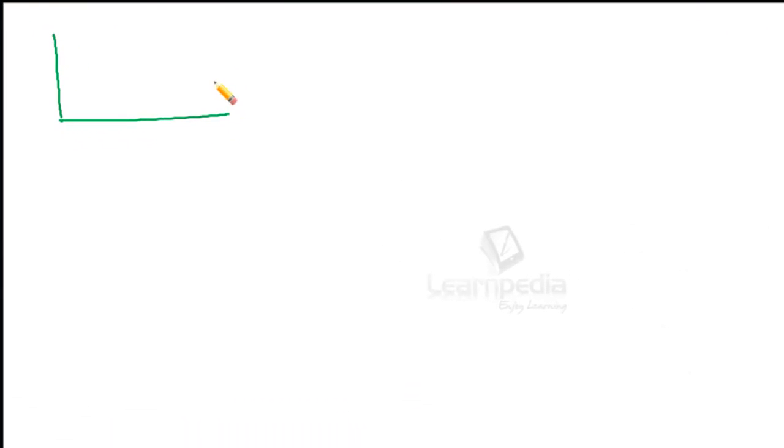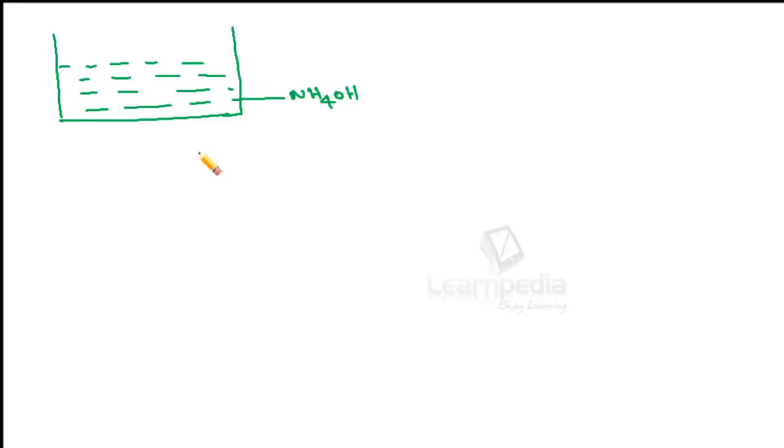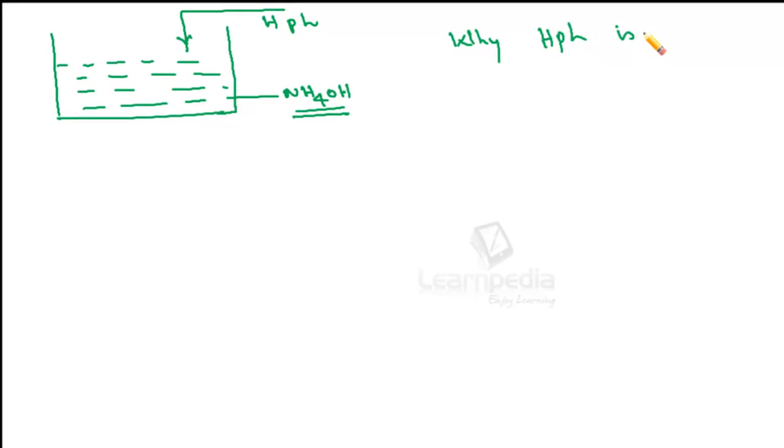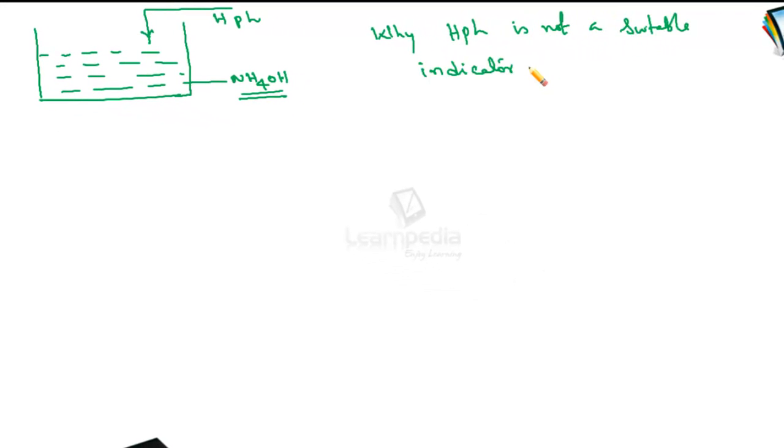Let us now take a certain amount of ammonium hydroxide as the weak base. To this weak base, let a drop of phenolphthalein be added. Now, since the solution contains ammonium hydroxide, expected to be a base, the moment the drop of phenolphthalein is added, the solution should turn pink. But we don't find the change in the color to pink. Why? That is, why is phenolphthalein, HPh, not a suitable indicator if the base is weak? Now what is the reason for it?